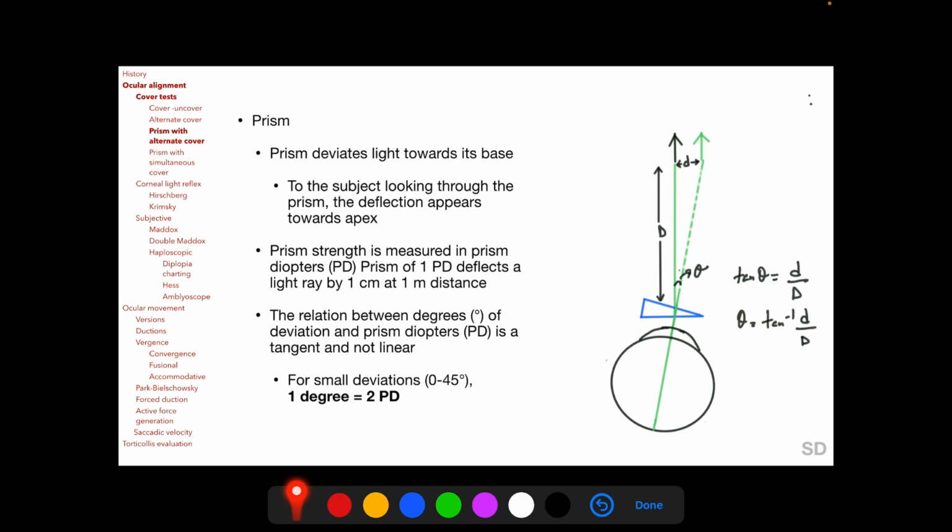And if the other eye is occluded, the subject rotates this eye to take up fixation of this deflected image. Prism strength is measured in prism diopters, and a prism of 1 prism diopter deflects the image of a target at 1 meter distance by 1 centimeter. And as we see by geometry, the relation between the angle of deviation and the prism diopter is not linear but a tangent. And for small deviations up to 45 degrees, 1 degree of angular deviation is equal to 2 prism diopters of prism power. And this relation is very important to remember.